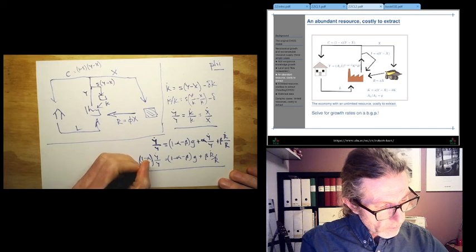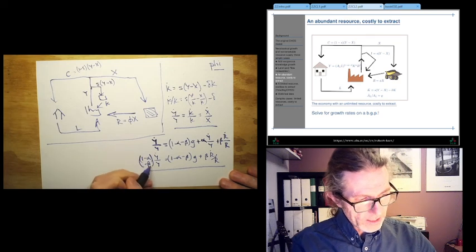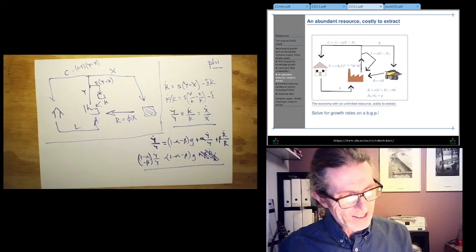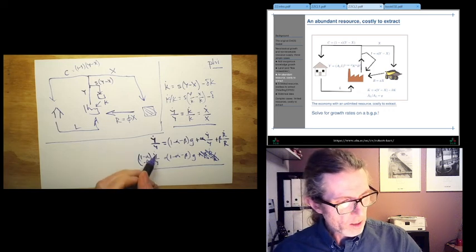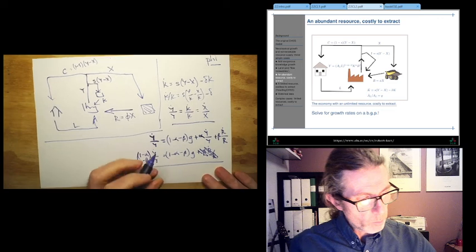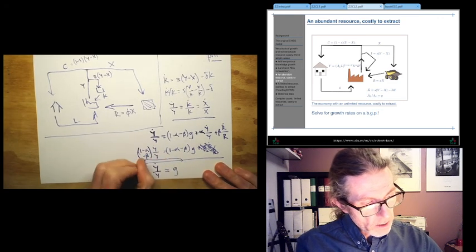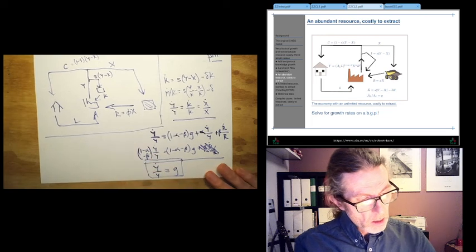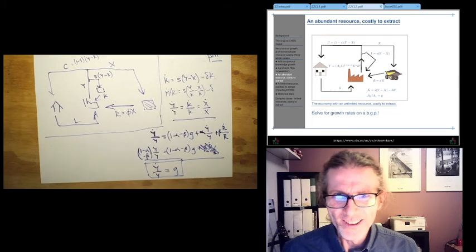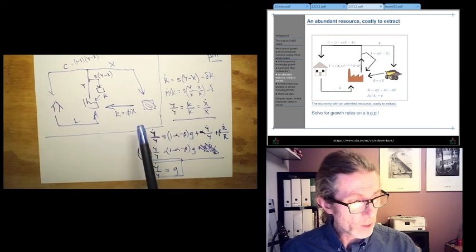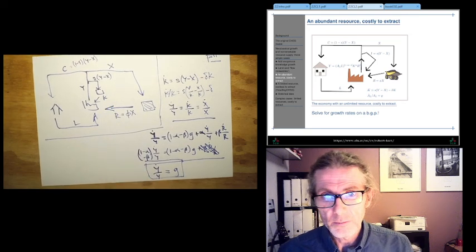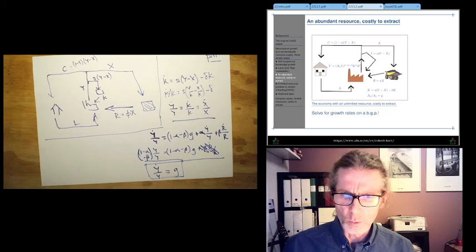So we can just say (1 minus alpha minus beta) Y dot over Y is (1 minus alpha minus beta) G. This isn't a matrix, it's just a term. Y dot over Y is G. Oh, so the fact that we need this resource doesn't slow growth. That's interesting. Why is that?